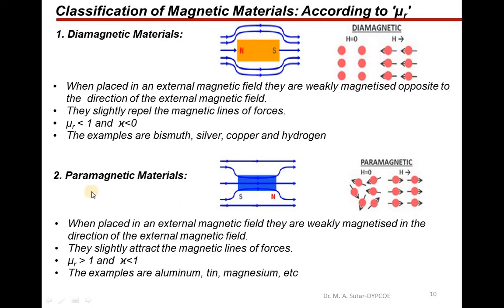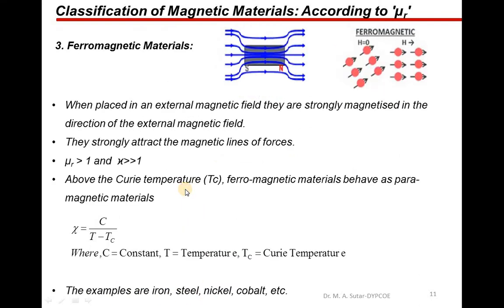Such types of materials are known as paramagnetic materials, where the value of relative permeability is greater than 1, just greater than 1, and the susceptibility is positive, but it is less than 1. For example, aluminium, tin, magnesium, etc. are showing paramagnetism. The third material, which is very important, is ferromagnetic materials, which have wide applications in technology. In this case, a large number of magnetic lines of force are penetrating through the material.